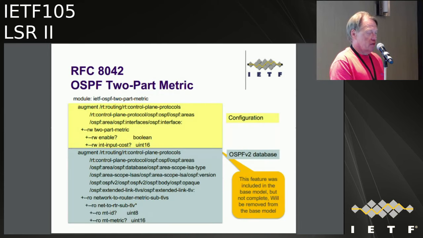Two-part metric. We have an augment of the sub-TLVs with both the MTID in OSPF v2 and the metric to the network, the second part of the network. We also have the configuration. For each interface, we have enabling two-part network and two-part metric and specifying the cost.